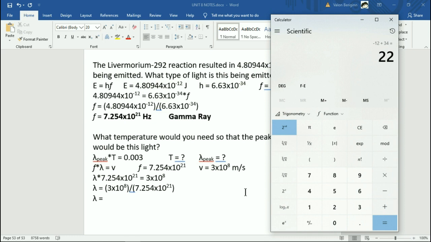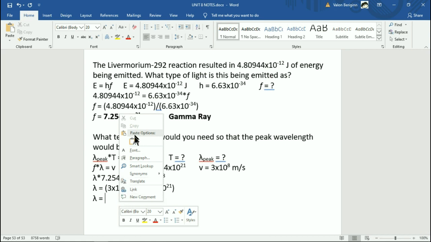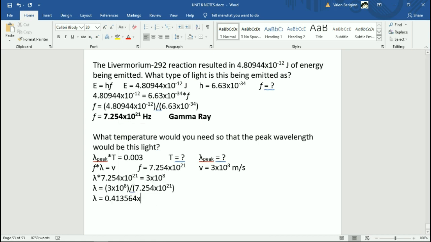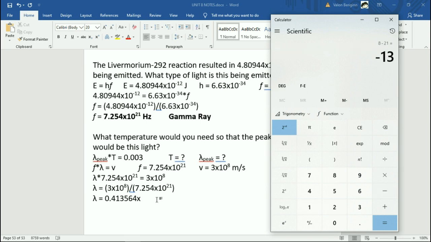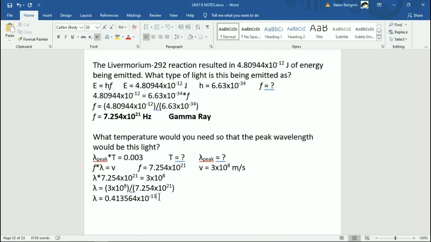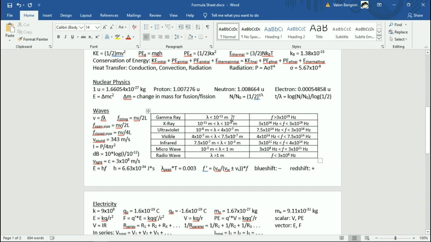Okay, so we have 3 divided by 7.254. Another small number, something that's less than 1, which is annoying. Just paste it, but I'm lazy. Okay, so then it's times 10 to the 8 divided by 10 to the 21, so 8 minus 21, which is negative 13. But since we have to change this into correct scientific notation, this becomes negative 14. Okay, so that's our wavelength. And that should still line up with this here, because it's less than, yeah, okay.